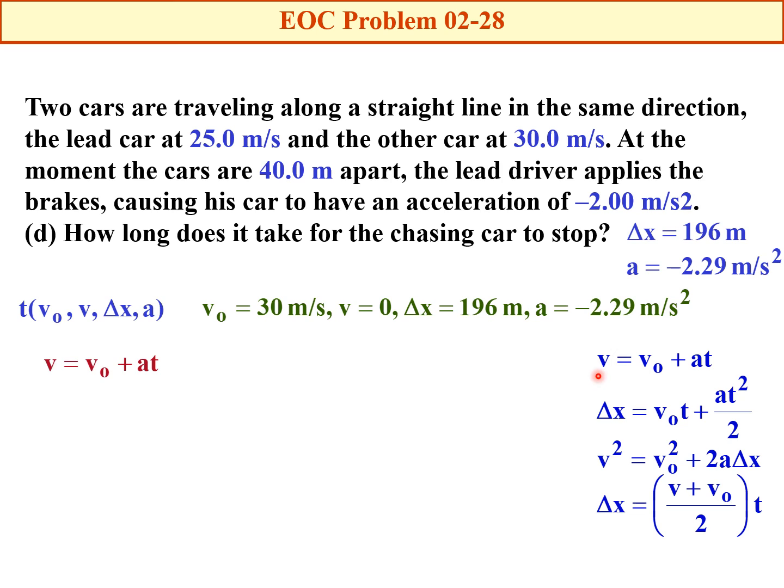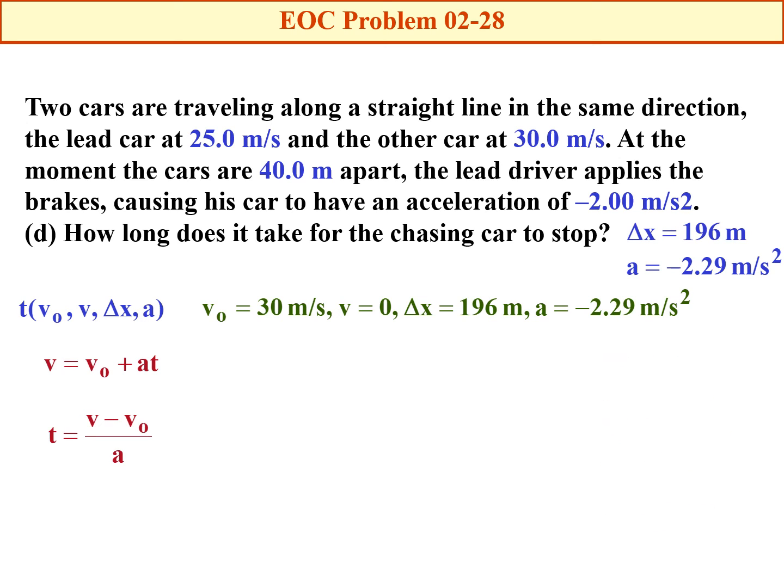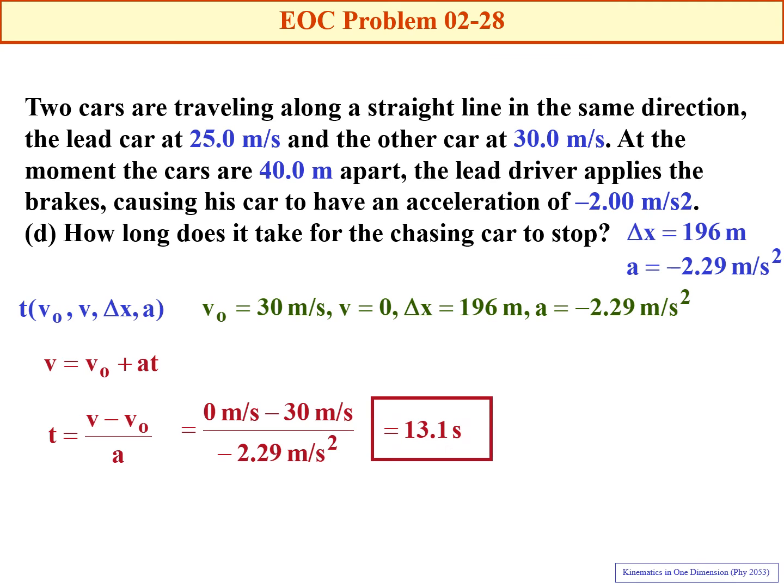Final velocity equals initial velocity plus acceleration times time. We go ahead and solve for our time. So change in velocity divided by acceleration, so 0 minus 30 divided by negative 2.29, and that's going to give us our time of 13.1 seconds.